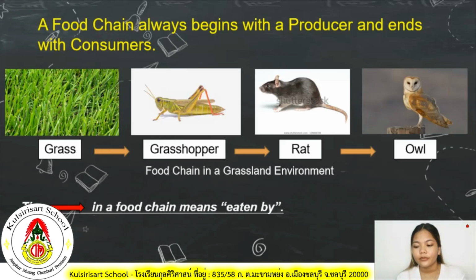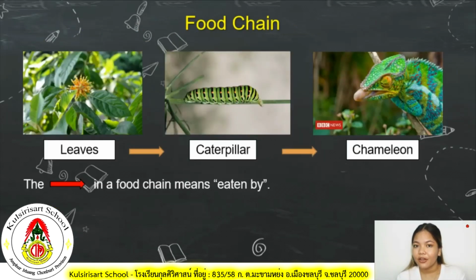Okay, now we have here another example of a food chain. I have here with me a leaf or leaves, which is an example of a plant, which is a producer. And we have here a caterpillar which feeds on the leaves. Therefore, the caterpillar is considered as a consumer. And then we also have here a chameleon. Now, the chameleon eats the caterpillar. The chameleon is also an example of a consumer.